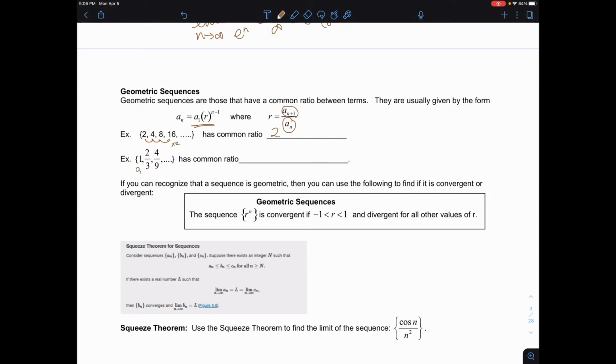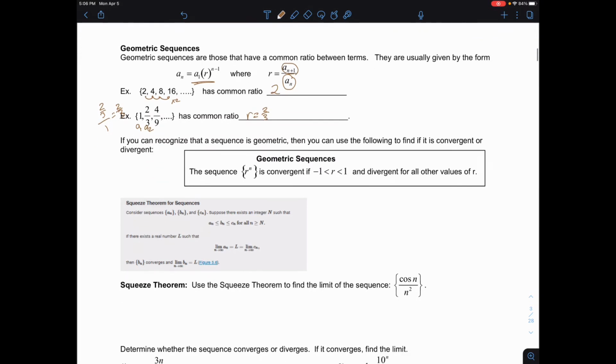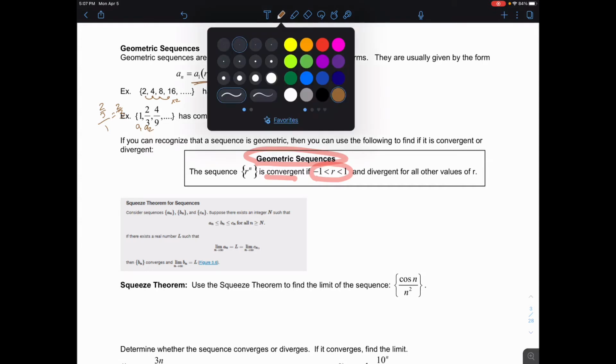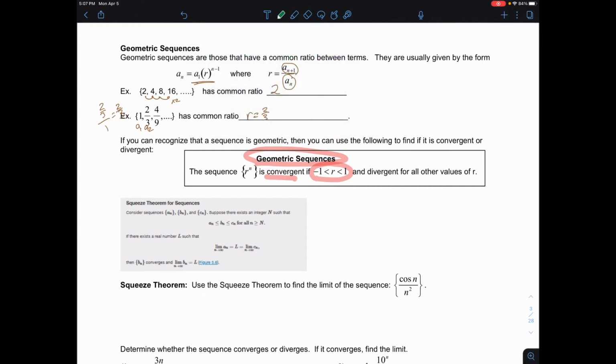Here, if we did our a sub 1 and our a sub 2, and we did 2/3 divided by 1, that common ratio would be 2/3. So that's just getting the common ratio. Well, why would I want to know the common ratio? Well, we'll find out that if I have a geometric sequence, it will converge if my common ratio is between -1 and 1. So just looking at these examples up above, this one would converge. This one right here is not between -1 and 1, so the first one would diverge.